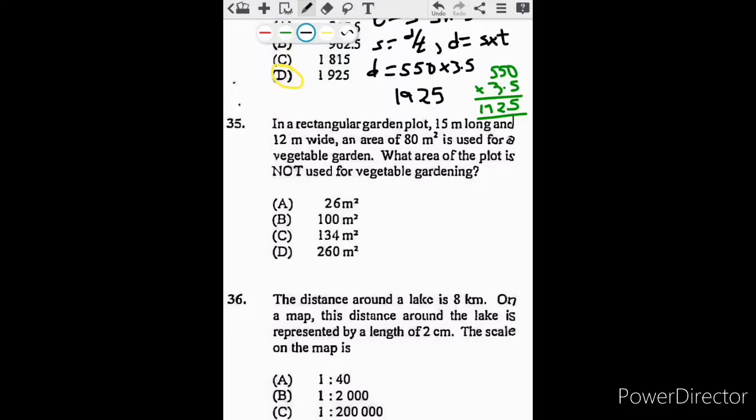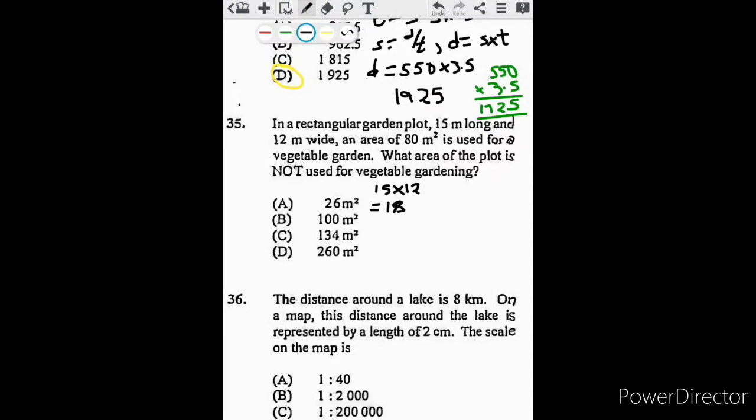So first we need to find how much the entire plot of the garden is. So that is 15 multiplied by 12. And simplifying this, or multiplying it, we'll have 180 meters squared.